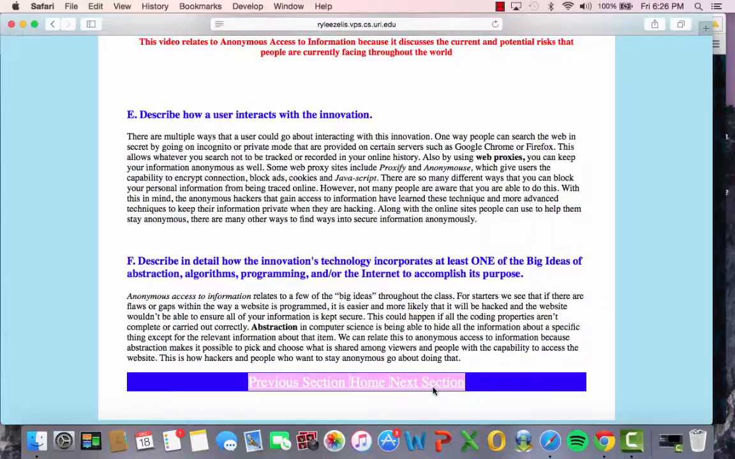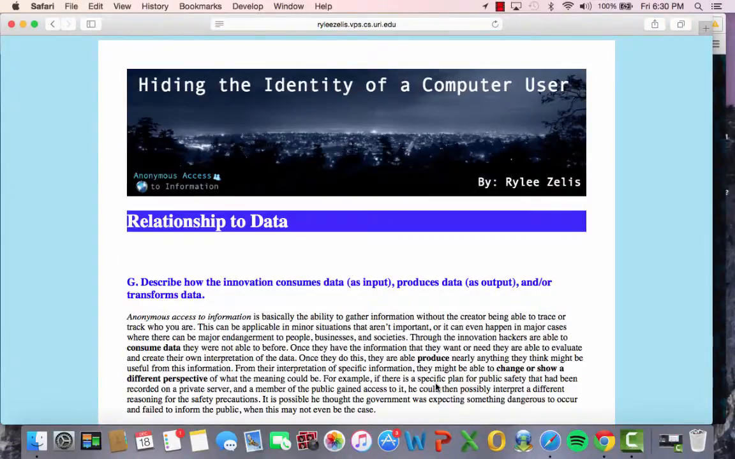We can relate this because abstraction makes it possible to pick and choose what is shared among viewers. People with the capability to access the website. This is how hackers and people who want to stay anonymous go about doing that. Moving on to the next page.